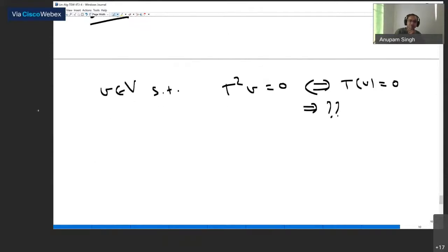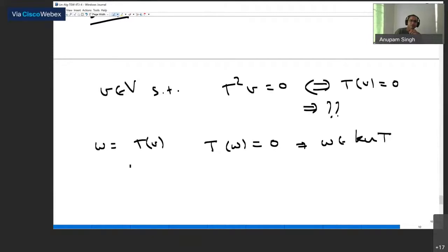So let's write w equal to T of v. If I write w equal to T of v, I see that T of w is 0. So this means w is in kernel of T. And of course, w is T of v. So this implies that w is also in the image of T. But then if something is in the image of T and kernel of T, we just proved that the intersection is 0. So that implies w is 0.